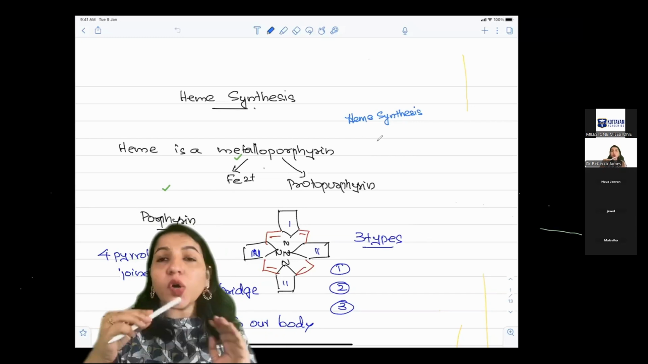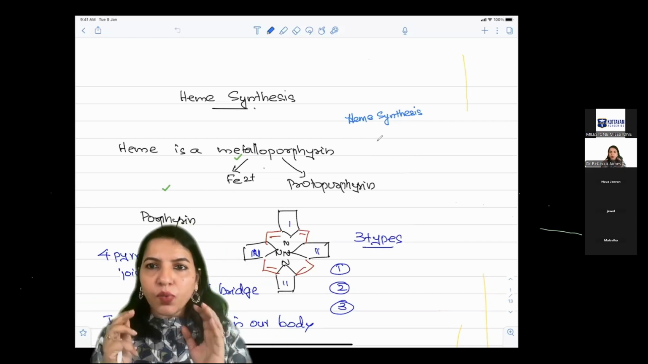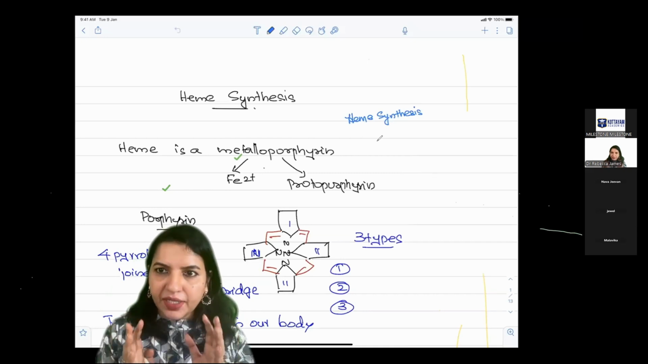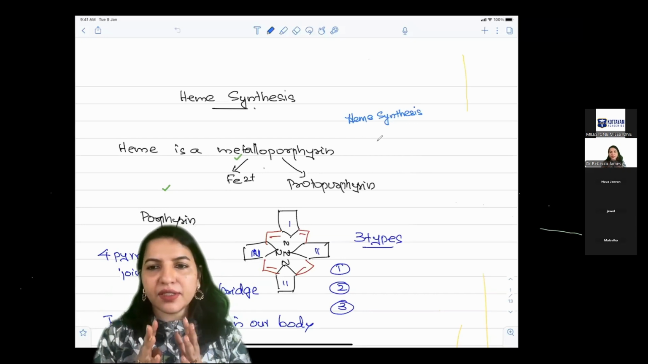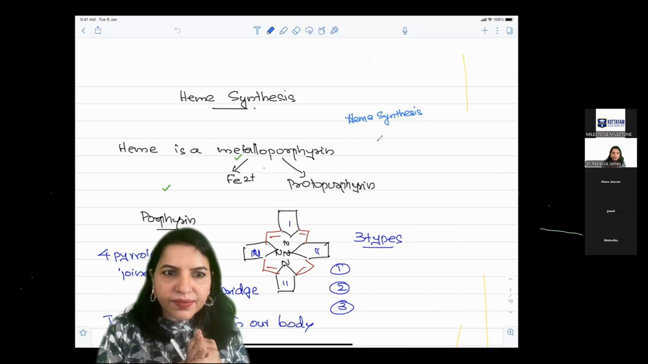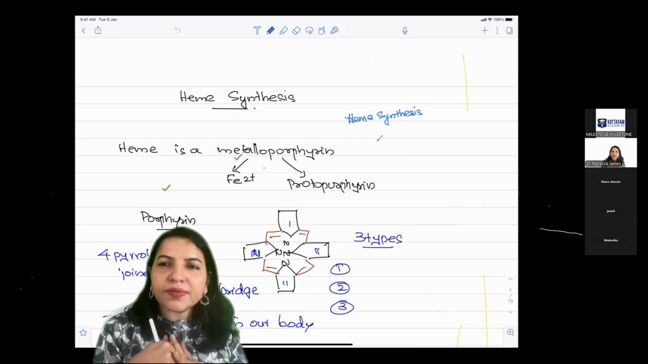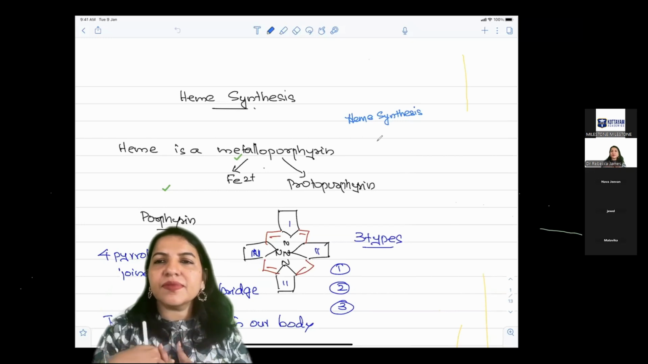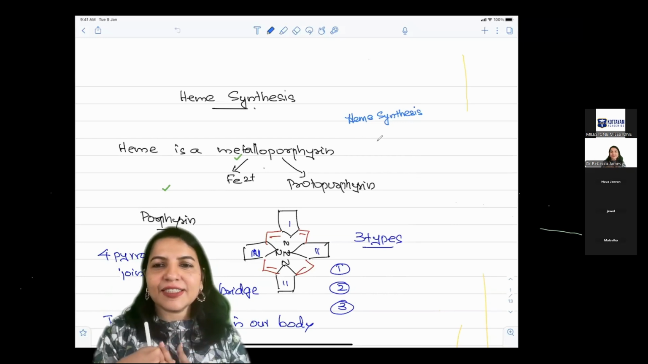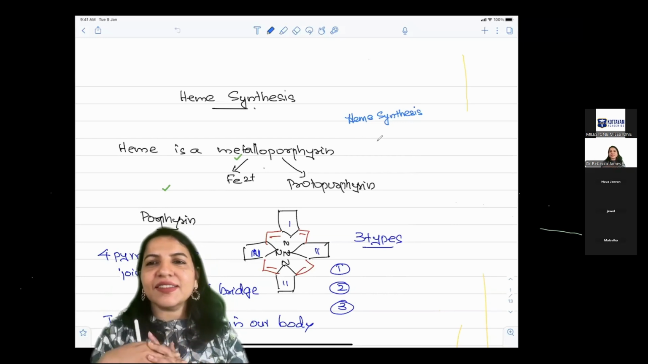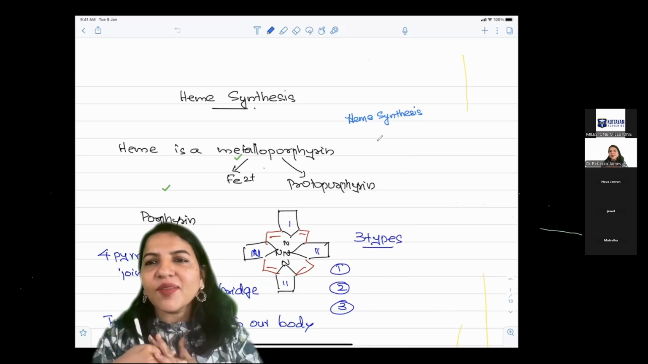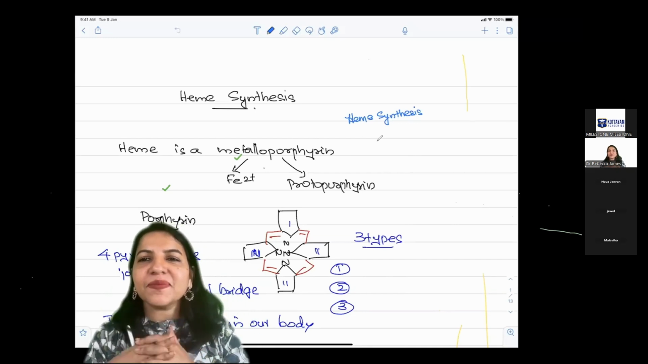Heme is actually a combination of two things. One, you can see it is a metal. What is a metal? Karun is here. Karun, help me. What is a metal in heme?